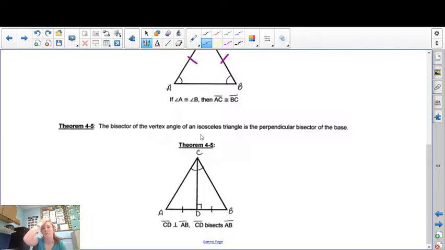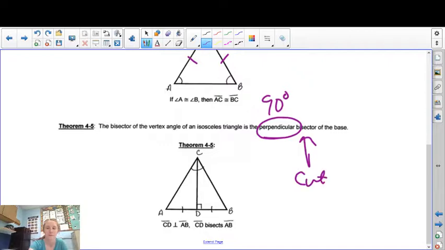Next one says the bisector of a vertex angle of an isosceles triangle is a perpendicular bisector. Perpendicular means creates a 90-degree angle. Bisector is cut in half. So this basically says that if angle C, which is my vertex angle, gets cut, my new line CD creates a 90-degree angle when it hits the base, or the opposite side, and then it also cuts the side in half. So AD is congruent to BD.